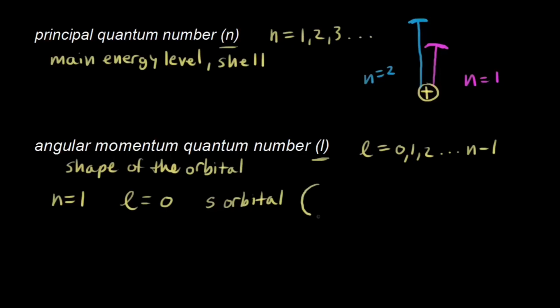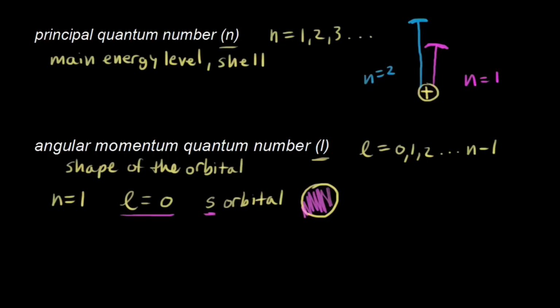We've already talked about that with the hydrogen atom. So just imagine this as being a sphere, a three-dimensional volume here. Since l is equal to 0, that corresponds to an s orbital. So we know that we're talking about an s orbital here, which is shaped like a sphere. So the electron is most likely to be found somewhere in that sphere.